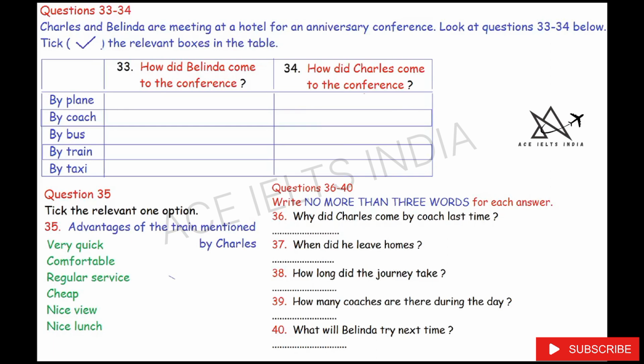Now turn to section 4. Section 4. In section 4, you will hear a conversation and answer questions 33 to 40. First, you have some time to look at questions 33 to 40. Now listen carefully and answer questions 33 to 40.